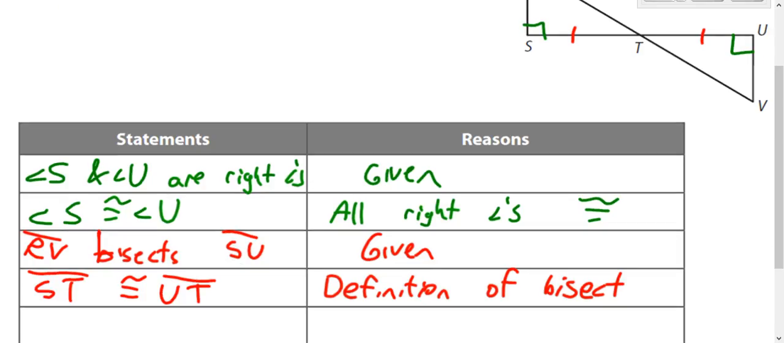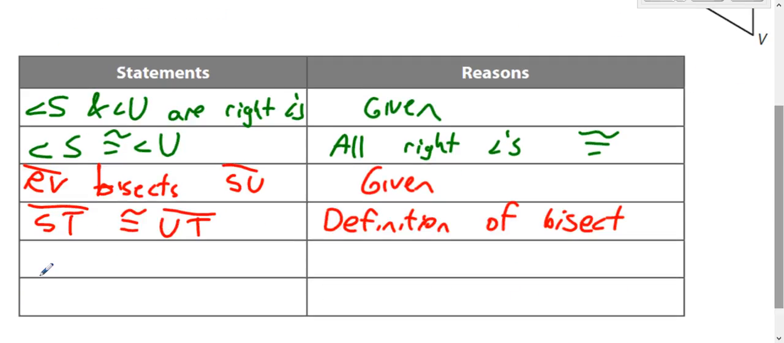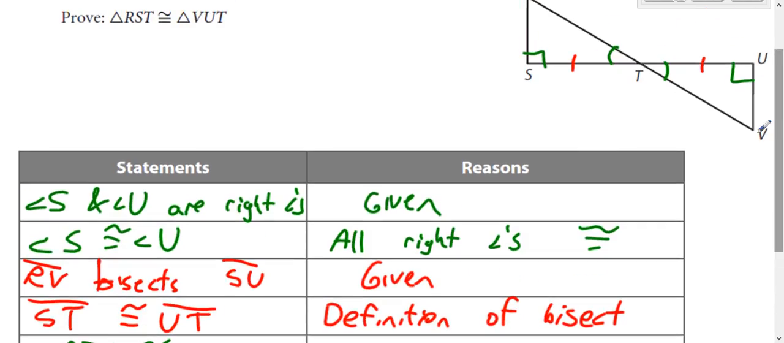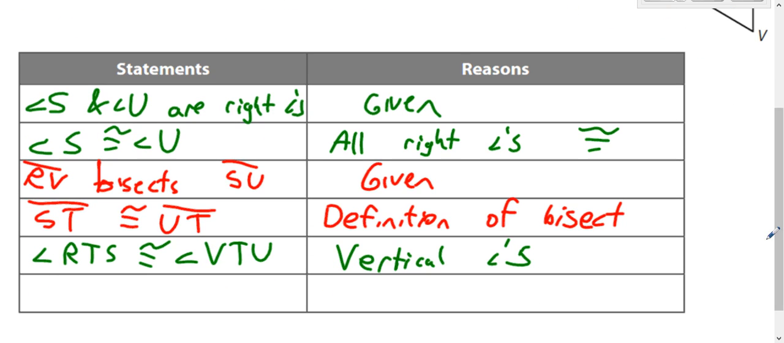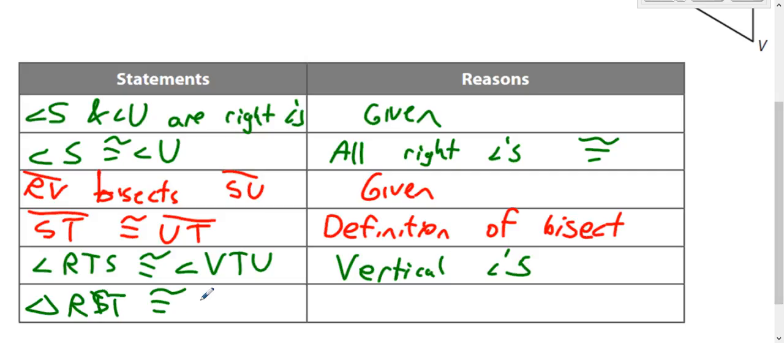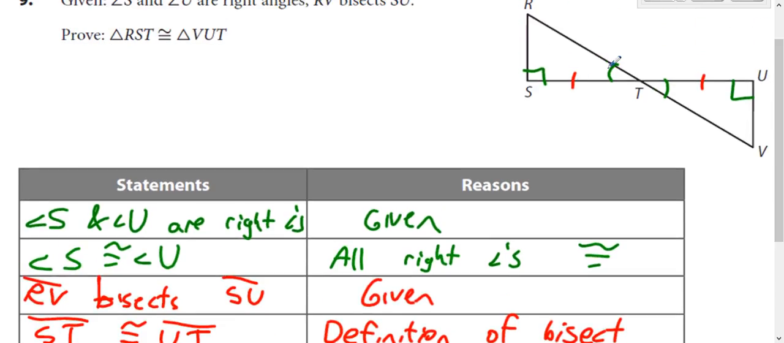Then the only thing missing is visible in the diagram. We've got vertical angles right there. Angle RTS is congruent to angle VTU. Those are vertical. So the triangles are congruent because of angle, side, angle.